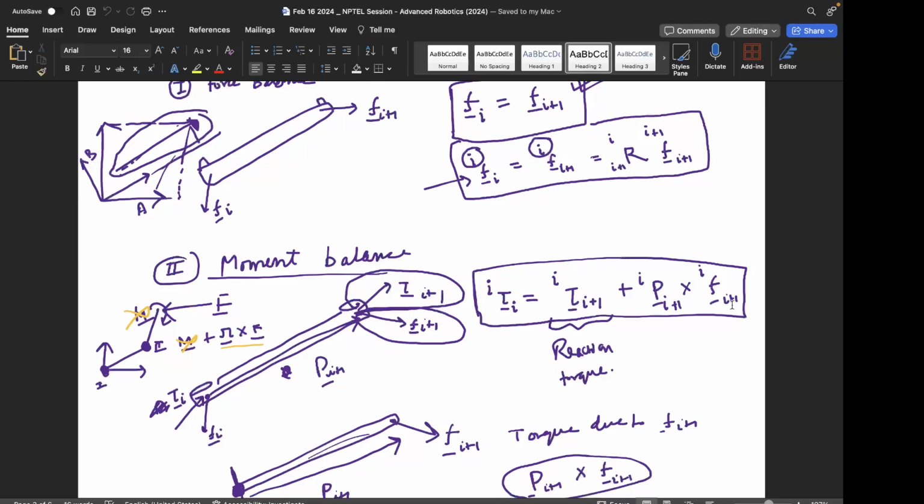And then you come to joint 1. There will be a reaction torque due to the torque at joint 2, and there will be a moment due to the force at joint 2. So that will be the total torque at joint 1. That's how you start from the outermost joint and then come to the innermost joint.